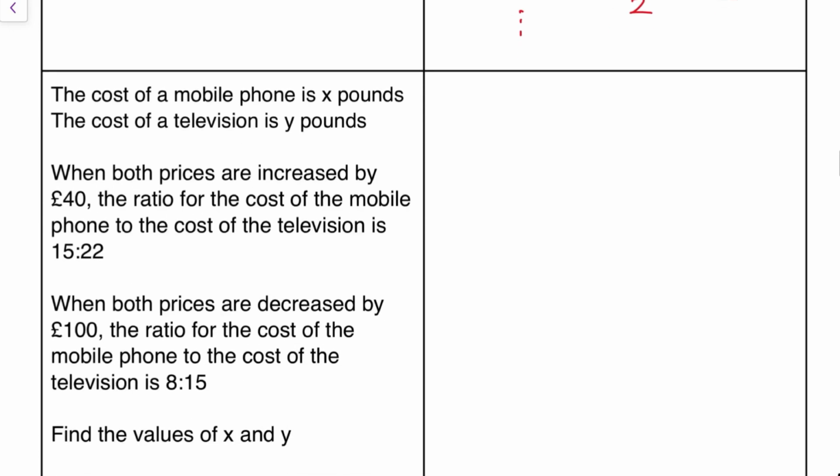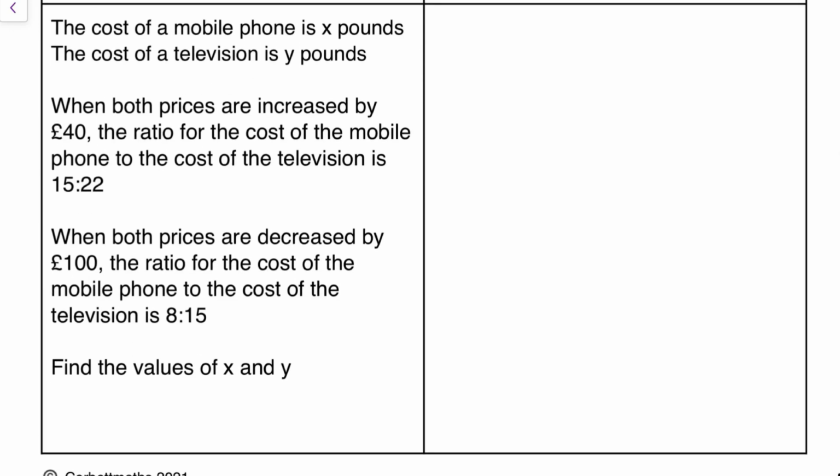Question done. Next question. And there looks to be quite a lot to this, so a quick read through to get this right. The cost of a mobile phone is x. The cost of a television is y. When both prices are increased by 40. Right, okay. So I'm just reading the rest of it to myself. I know what's going to happen here. I'm going to set up two ratio equations, rearrange them. It's going to be two equations with x and y, and then I'm going to have to solve simultaneous equations. So let's deal with this first part here.